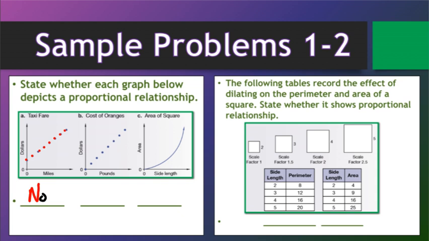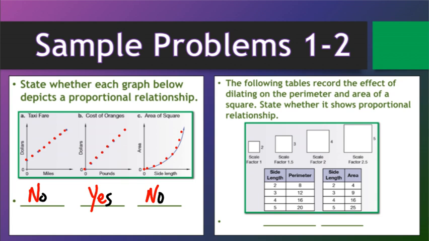The second one starts at the origin and our points do form a straight line. So yes, this is a proportional relationship. And the third one here starts at the origin, but if you notice, if we plot points along the line, it doesn't form a straight line. It's got a curve. So we would say no, this does not have a proportional relationship.